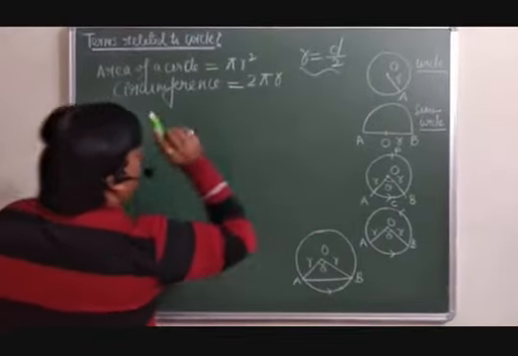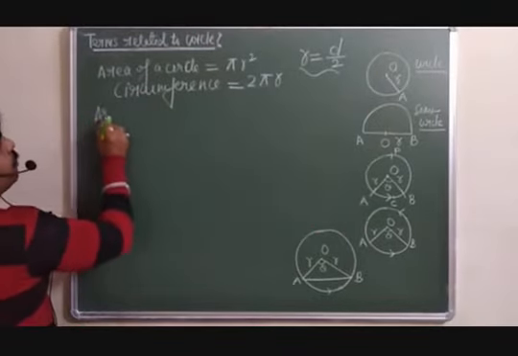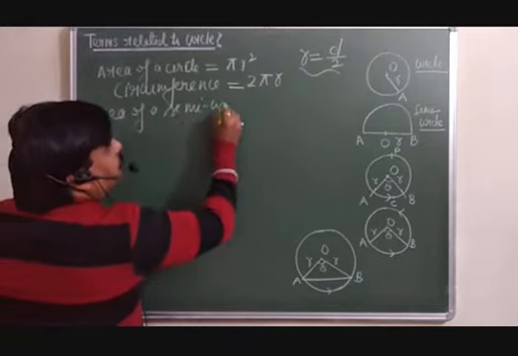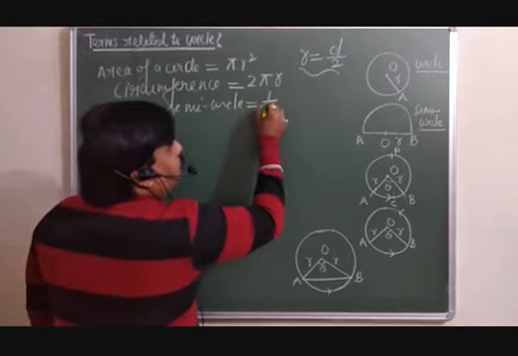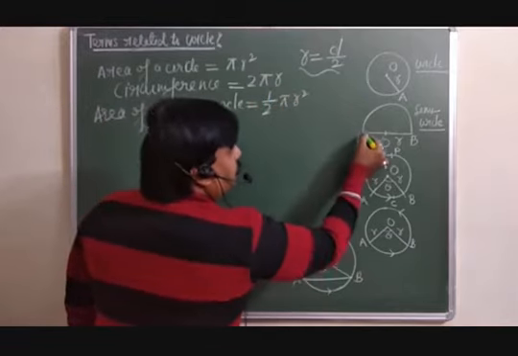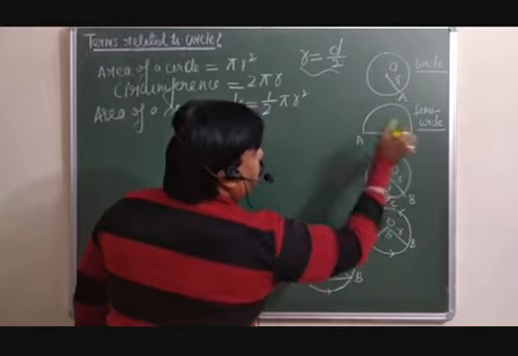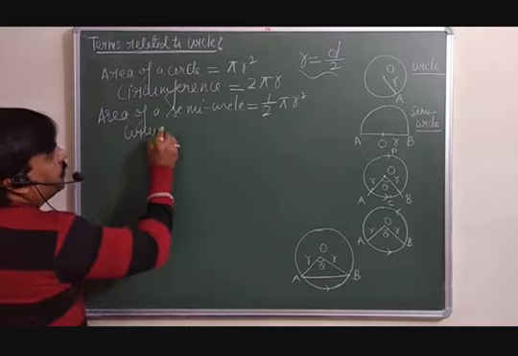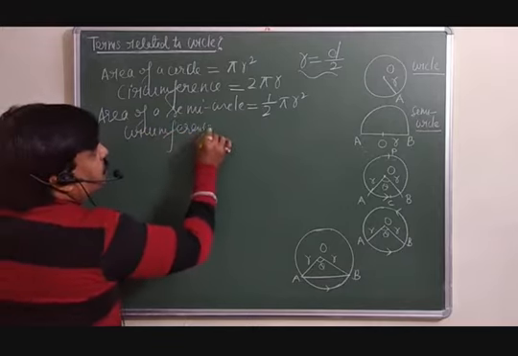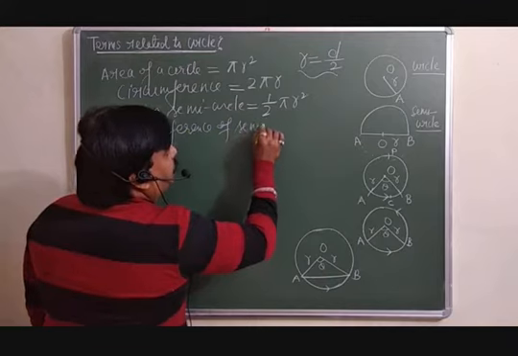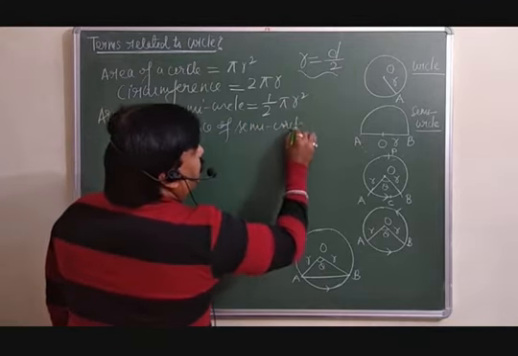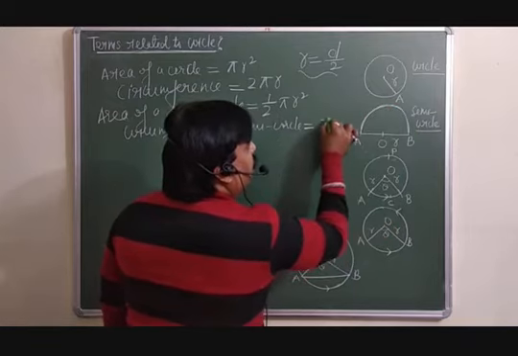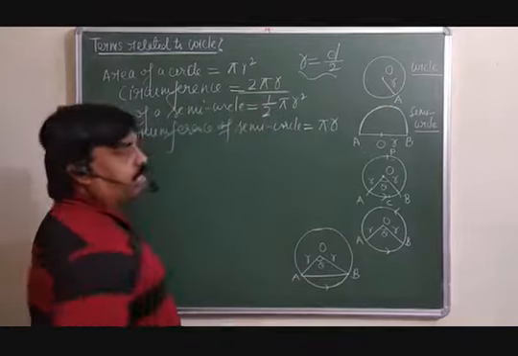If we talk about the semicircle, then the area of a semicircle is equal to 1 by 2 of this, because this is half of the circle. If we talk about the circumference of the semicircle, that will be equal to half of 2 pi r, that is pi r.